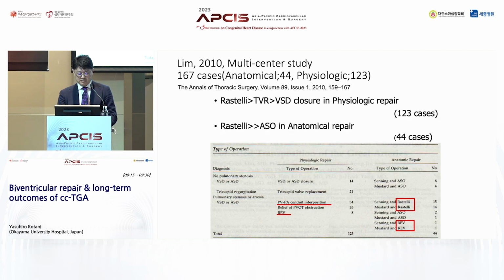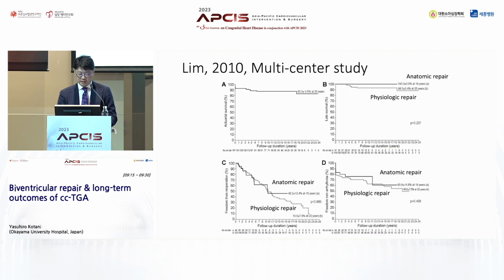This is a multi-center study from South Korea, including 167 patients. When looking at the procedure, most patients had a Rastelli type of repair, both in physiologic and anatomic repair. Results are excellent with 83% survival at 25 years. There's no difference in survival between anatomic and physiologic repair, which is shown in the right upper figure, and freedom from reoperation and arrhythmia were also the same between the groups.